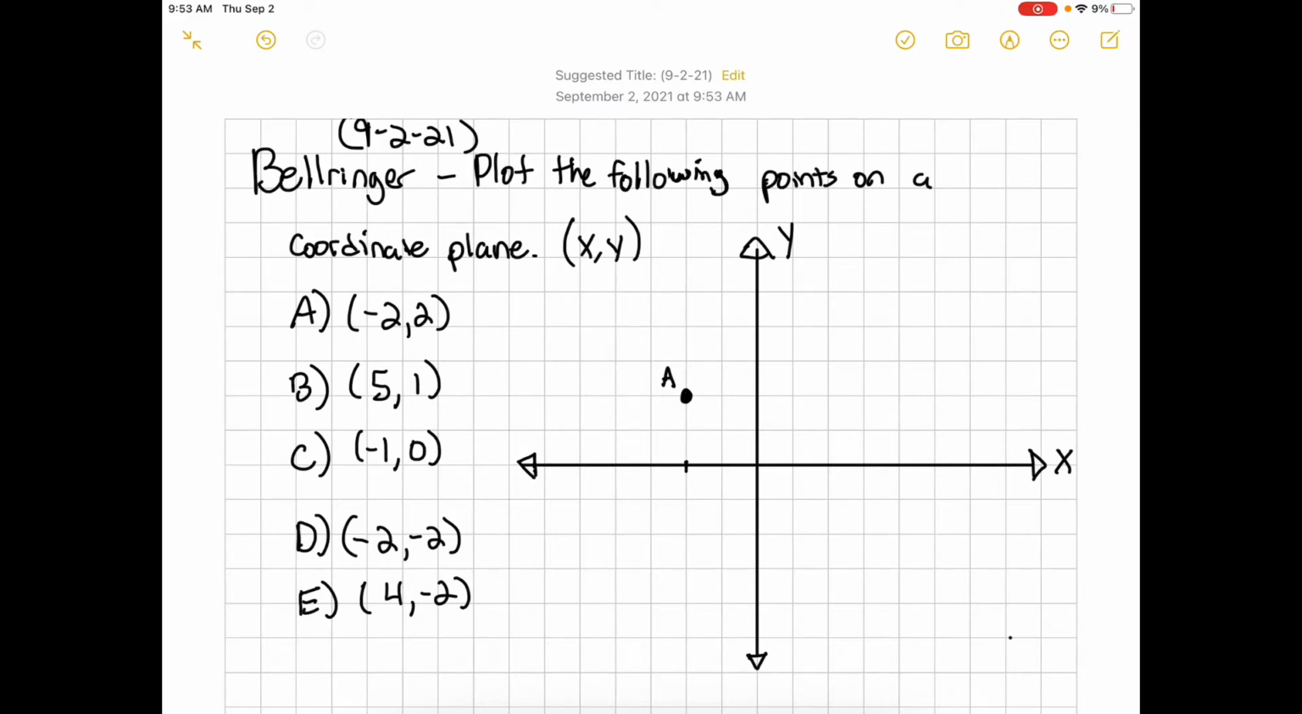Okay, let's plot point B. The x value is positive 5 and the y value is positive 1. So starting at the origin, we're going to go right 5, and we're going to go up 1 and put our point. That's point B.